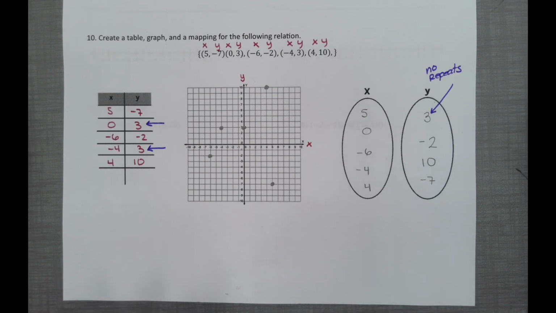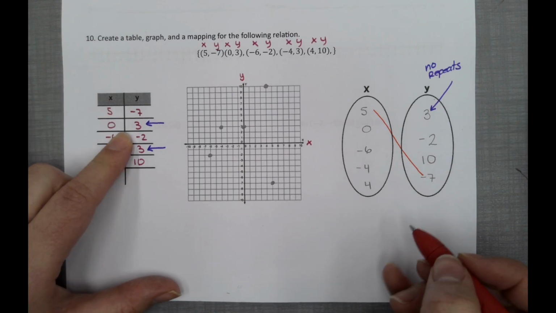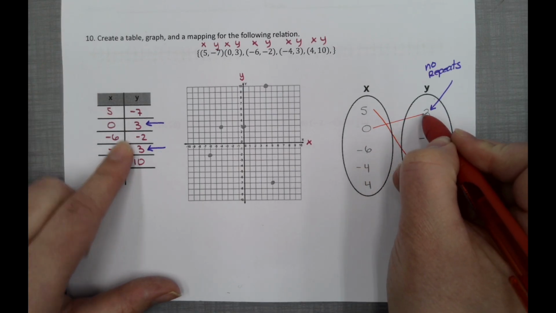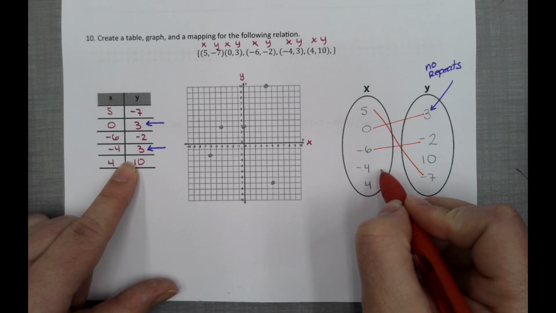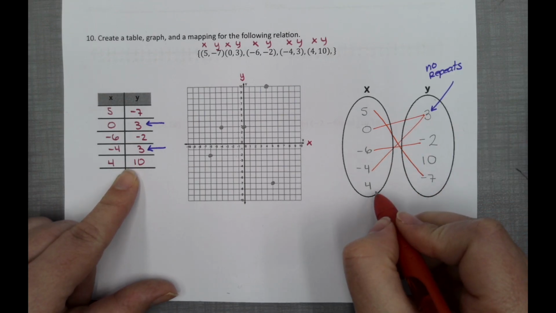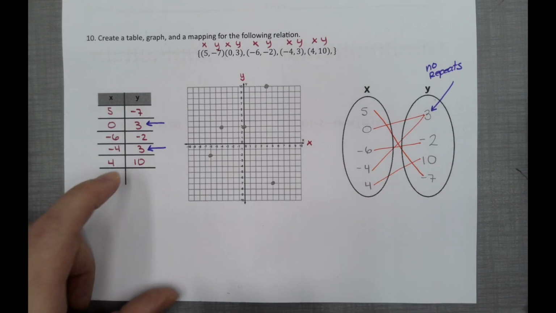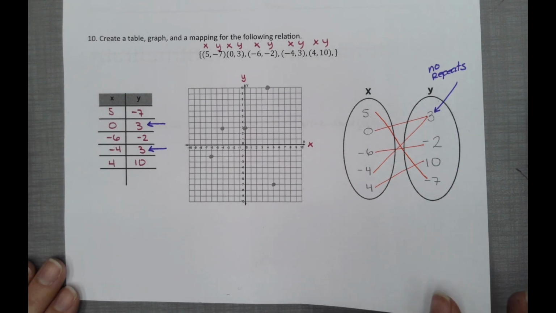Now, this is not a mapping. This is incomplete. This is just 2 bubbles with numbers inside them. In order to create a mapping, you have to draw the relationship between the 2 numbers. So 5 has a relationship with -7. 0 has a relationship with 3. -6 has a relationship with -2. -4 has a relationship with 3, and 4 has a relationship with 10. You can list them out in order, just make sure there are no repeats.